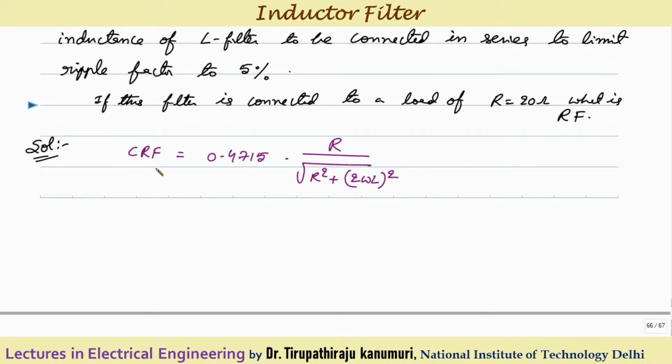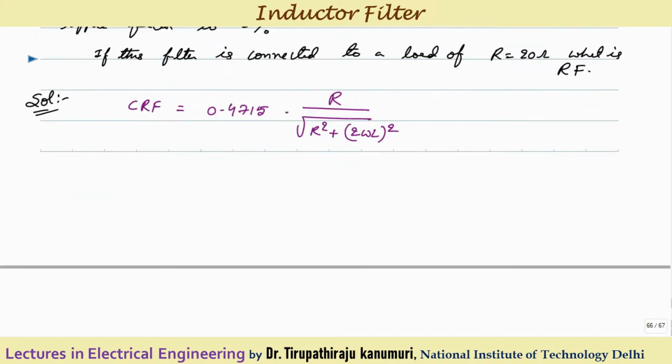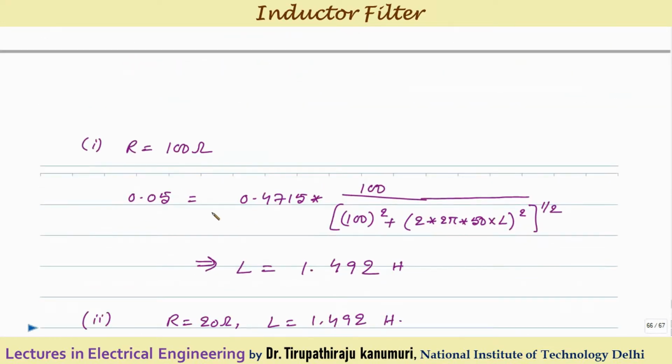We know that the current ripple factor is 0.4715 into R divided by square root of R square plus 2 omega L whole square. Agree with me? Here, it is told that the ripple factor should be limited to 5%, that means 0.05. Resistance is given as 100 ohms. So I have substituted 0.4715 into 100 divided by the denominator, 100 square plus 2 times omega L, where omega is 2 pi f, that is 2 pi into 50, and L is unknown, whole square, whole to the power of 1 by 2. If you simplify this, you will get L as 1.492 Henry.